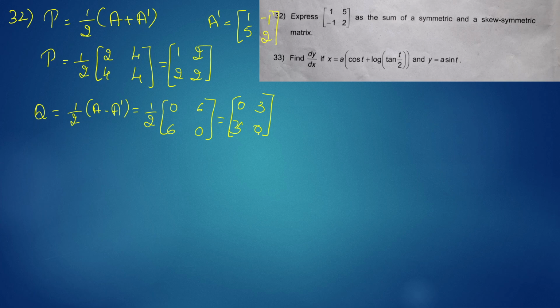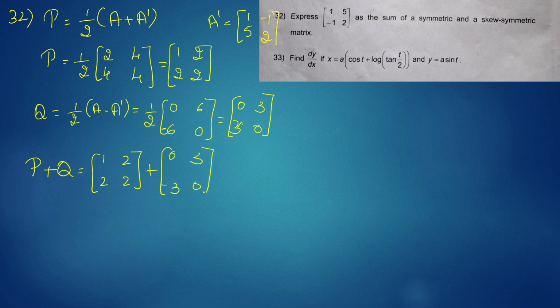If we add these two matrices, we must get back the original matrix. Here we get minus 6 and here we get minus 3. If I add these two matrices, P plus Q will obviously give us the same matrix, minus 3 and 0. So we get back the same matrix 1, 5, minus 1, which is nothing but the matrix A.